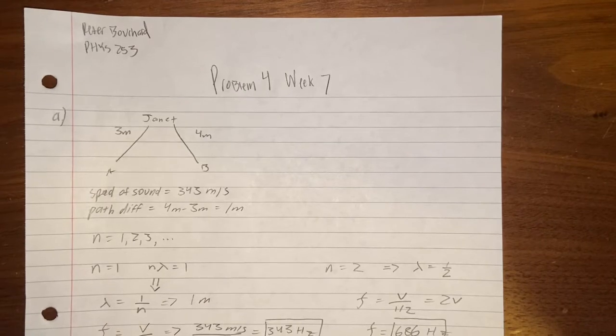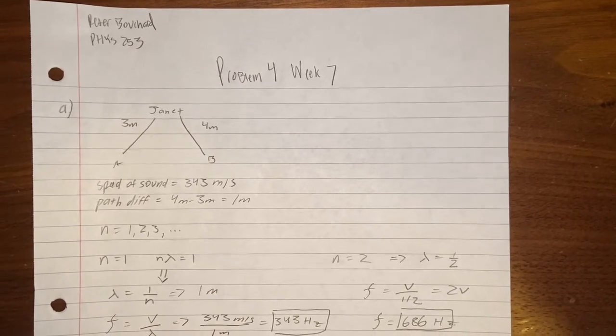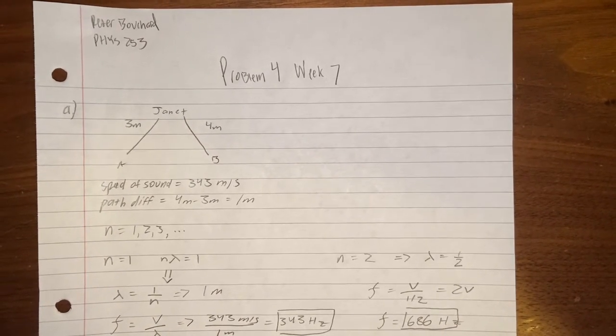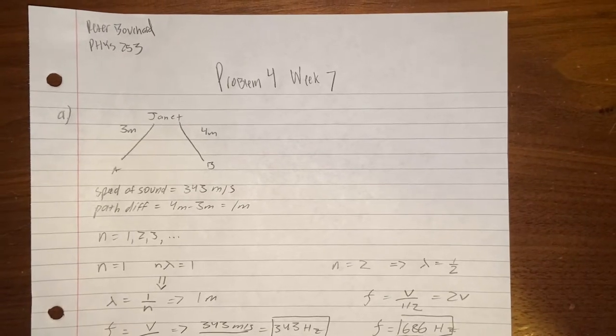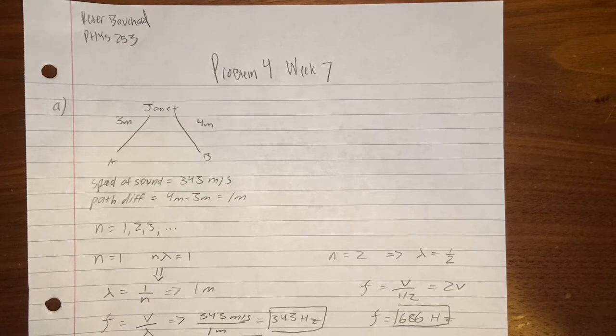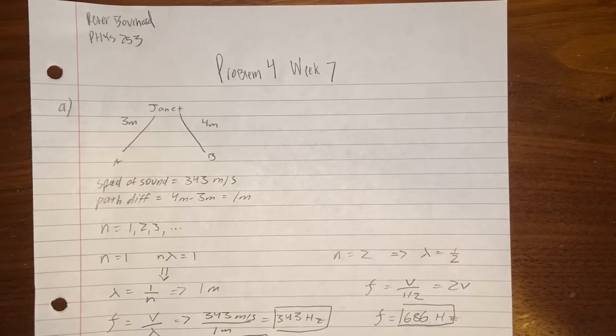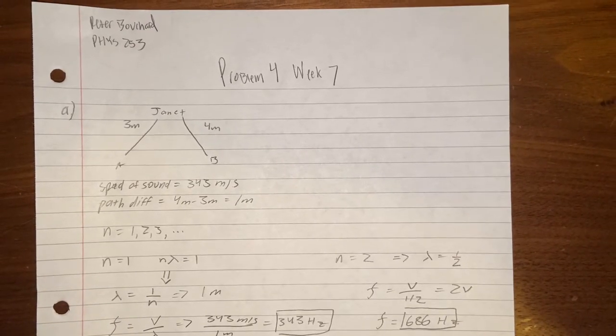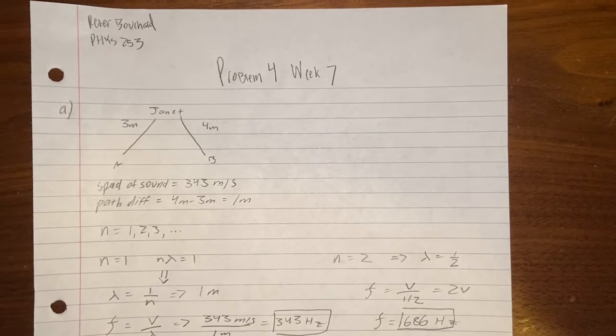In this problem we have two speakers and two different scenarios with two different people. Janet is standing 3 meters from one speaker and 4 from the other, and Brad is standing 6 from one and 4 from the other. We're going to approach these problems in two steps.